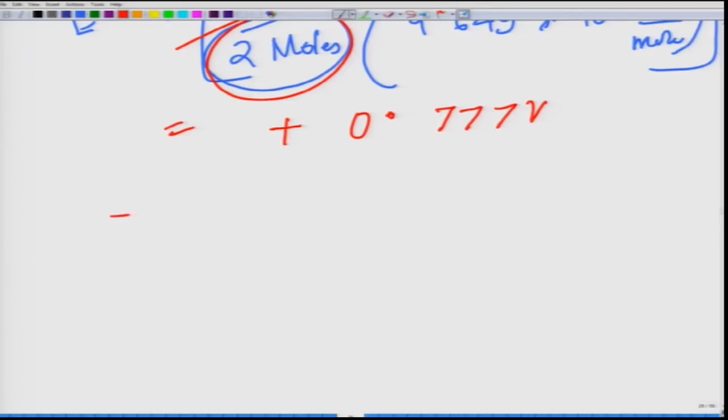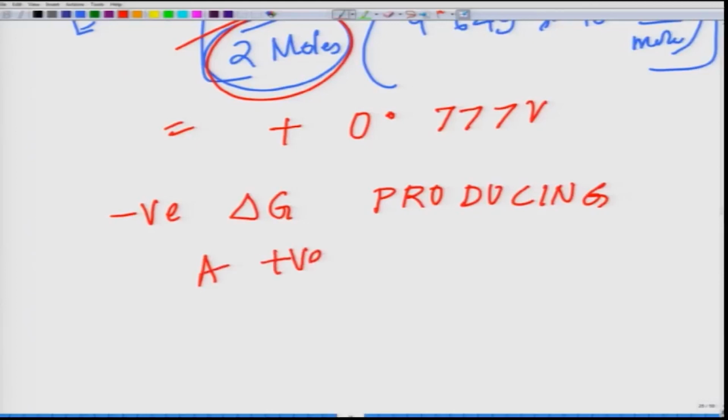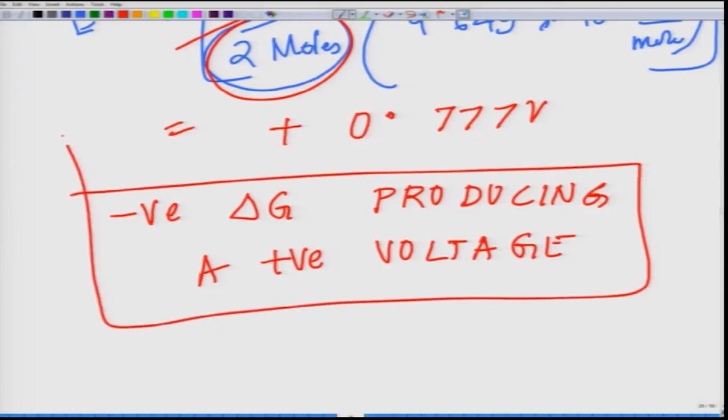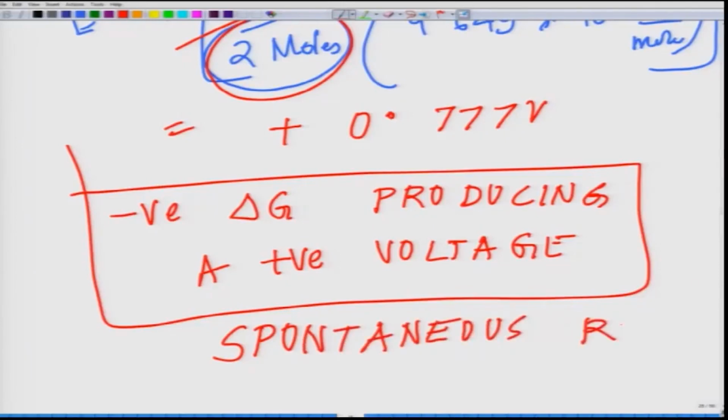So, negative delta G produces a positive voltage, and this is a spontaneous reaction. Vice versa, if there were a positive delta G, which is a non-spontaneous reaction, you would get a negative voltage.